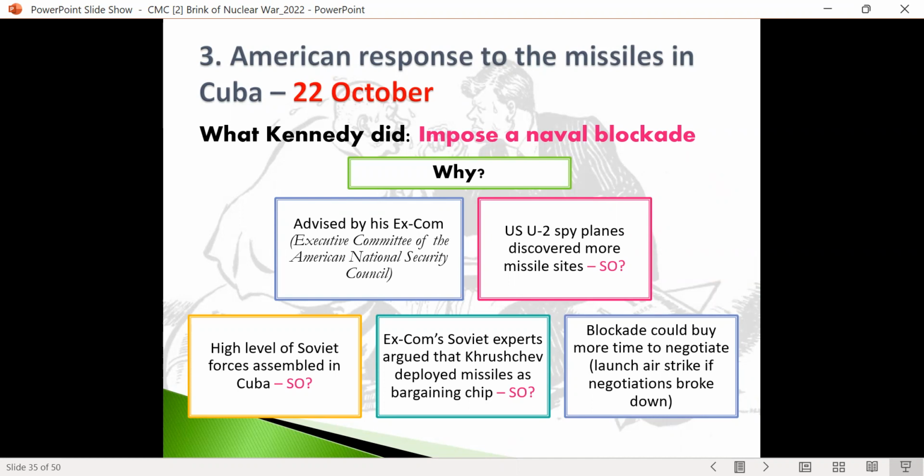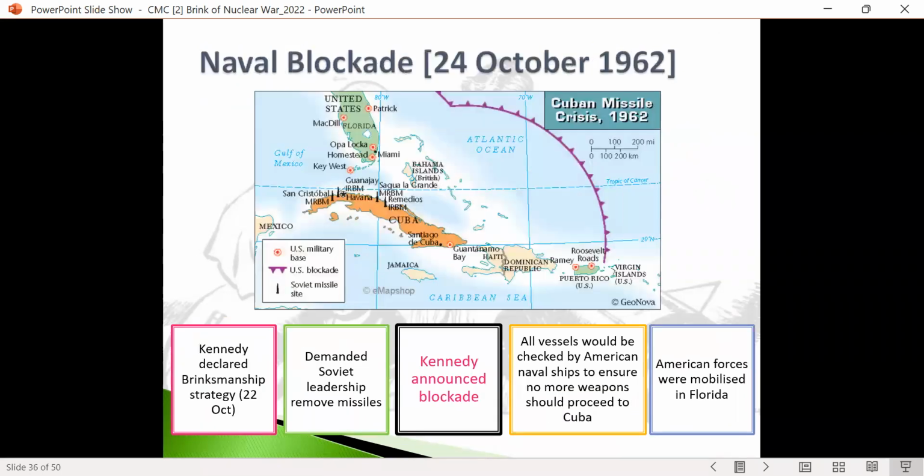All right, Soviet experts have argued that Khrushchev deployed missiles as a bargaining chip. So you stop the missiles from reaching Cuba, giving him more of a bargaining chip, increasing the stakes essentially. And the blockade buys more time to negotiate. Okay, so this is what a naval blockade looks like.